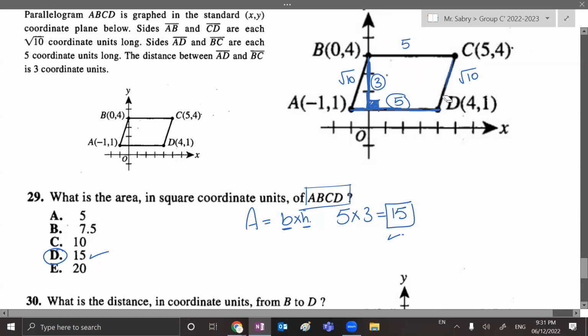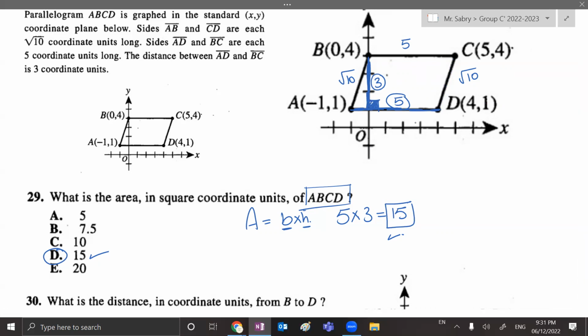Root 10 cannot be the height. Why can't it be? Because the root 10 is a slanted side. It does not create 90 degrees with the base. The height and the base must create exactly 90 degrees. Does this make sense, Kareem?